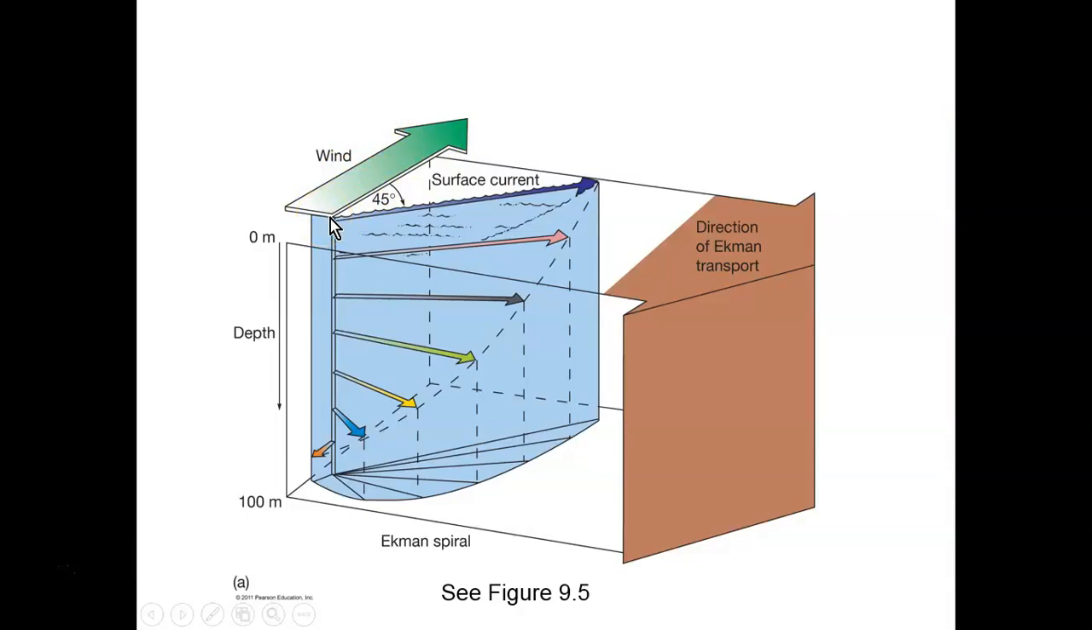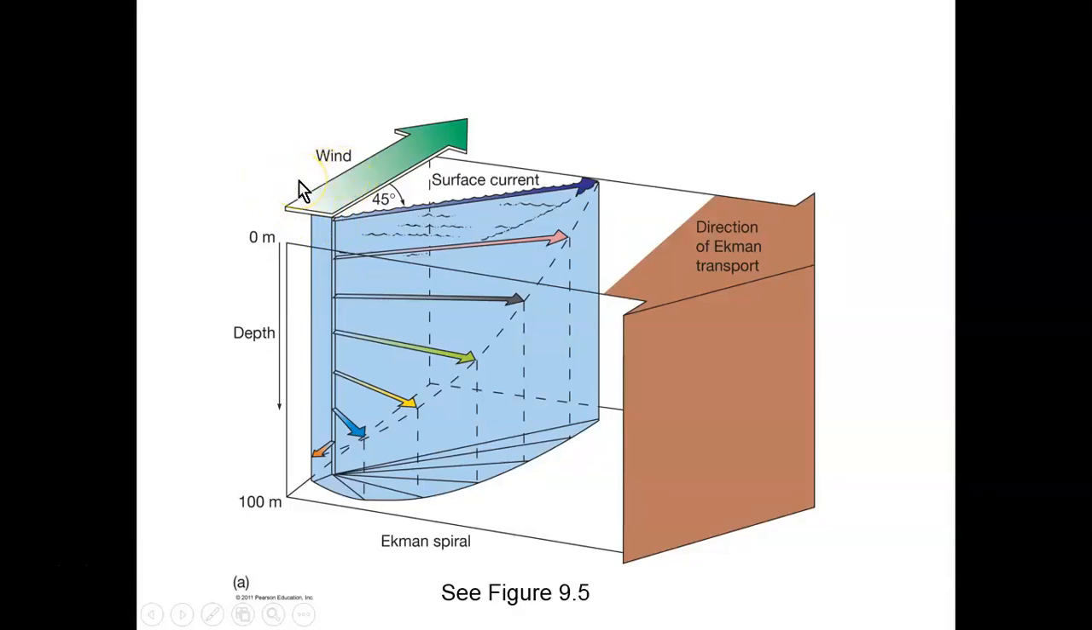But due to Coriolis, it's going to be deflected just to the right of the wind. And what actually happens is this layer of water that's probably only a couple of centimeters thick gets deflected about 45 degrees to the right of the wind's direction in the northern hemisphere. In the southern hemisphere, this whole image would be flipped to the left because it would be deflected 45 degrees to the left of the wind's direction.